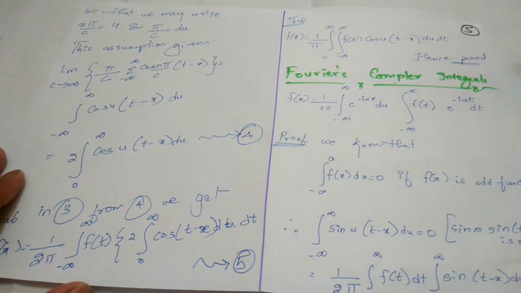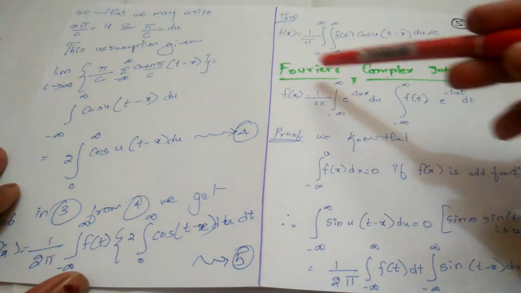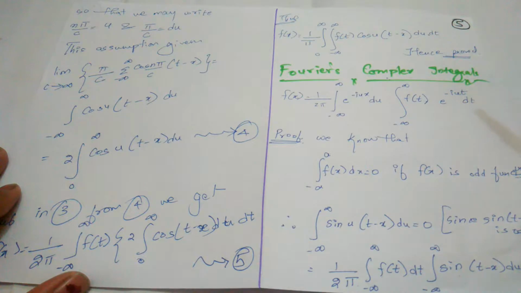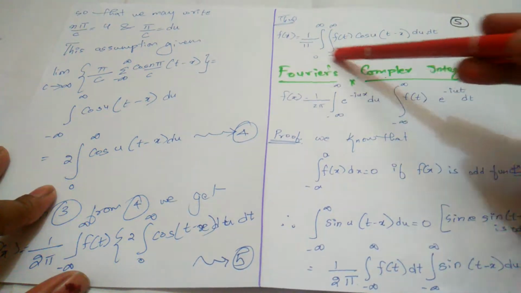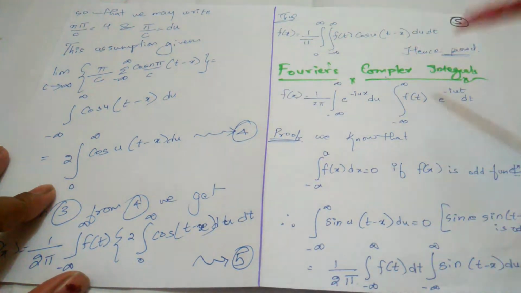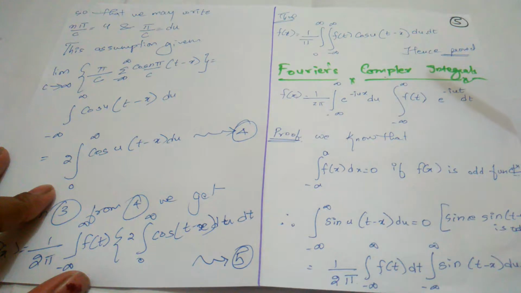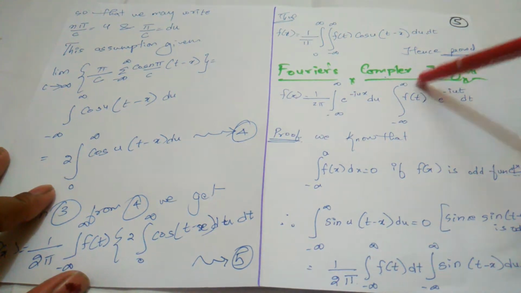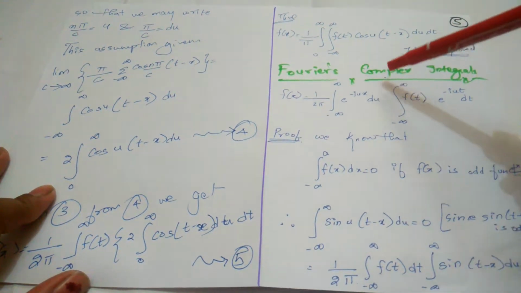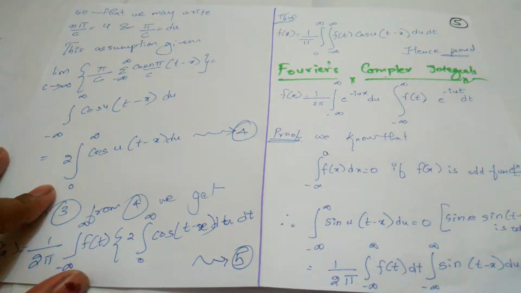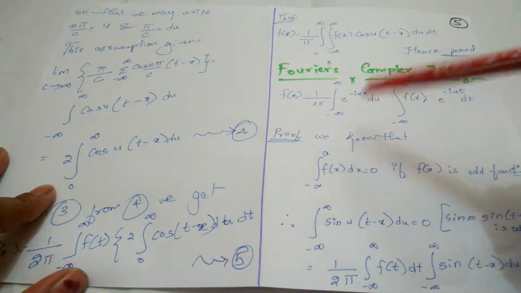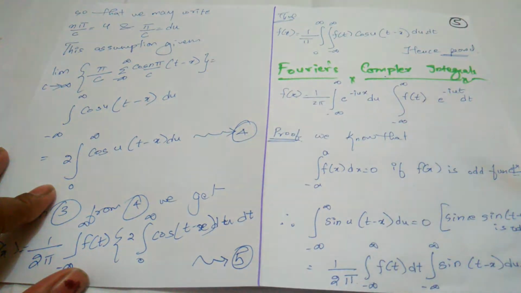And as I mentioned at the start of this lecture, we are going to start a new topic called Fourier's complex integrals. So Fourier's complex integrals, what does it mean? It will have the concepts of Fourier series. It will have something related to complex variables or complex numbers. If you remember, complex numbers are represented as z is equal to x plus iy. Okay, so here in this part, here is what we have to prove.